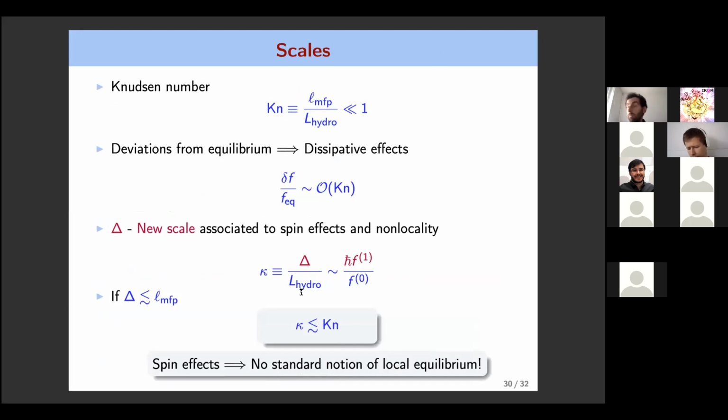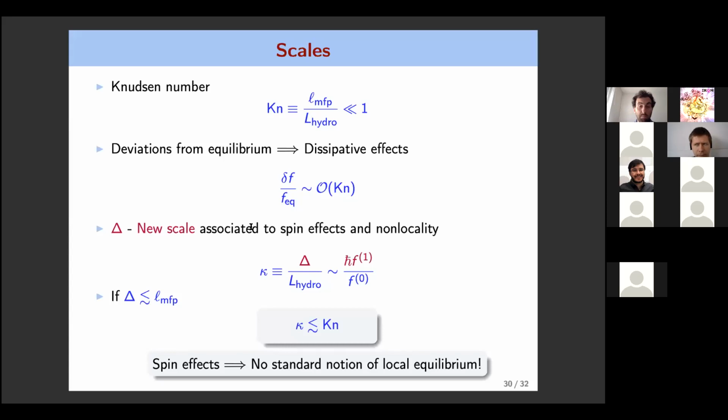So usually hydrodynamics is based on the separation of scales between the mean free path, the MFP, which has to be much smaller than the scale over which hydrodynamic quantities like velocity and temperature vary. This is also a measure of the deviations from local equilibrium. This is called the Knudsen number, and the dissipative effects will be of the order of this Knudsen number in general.